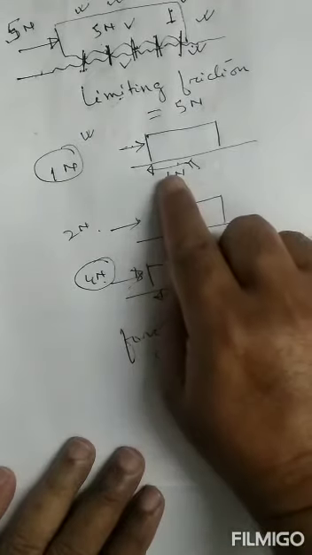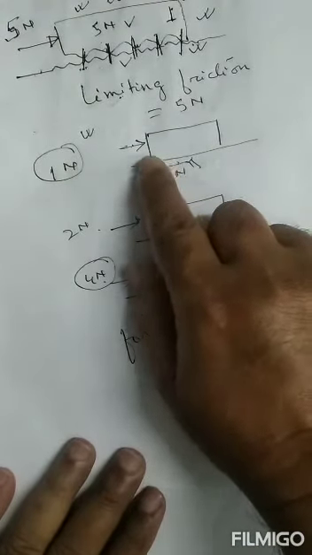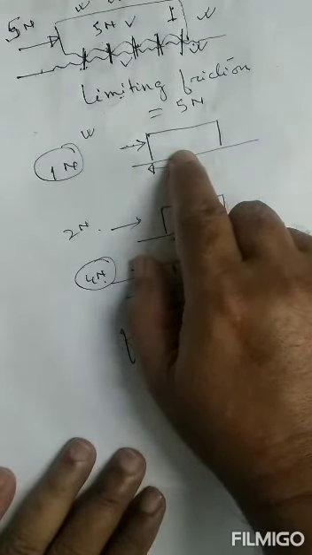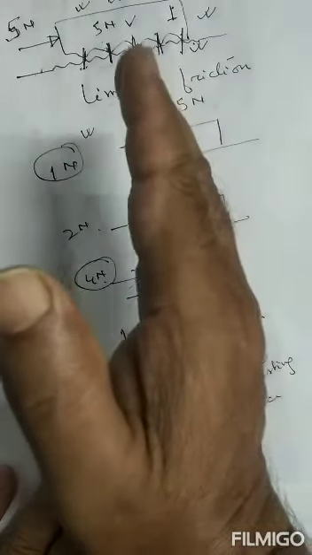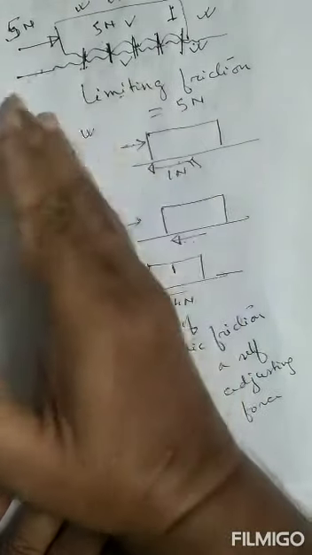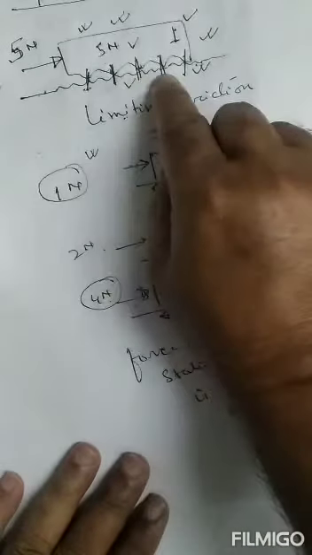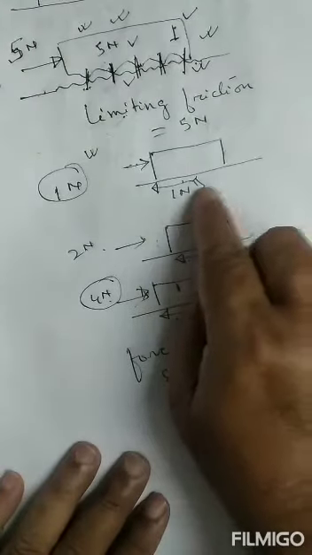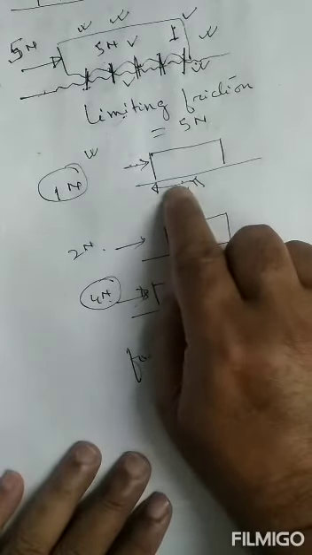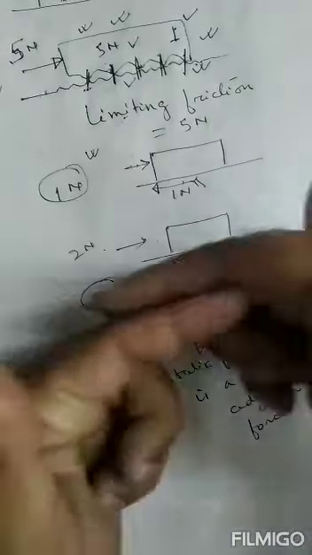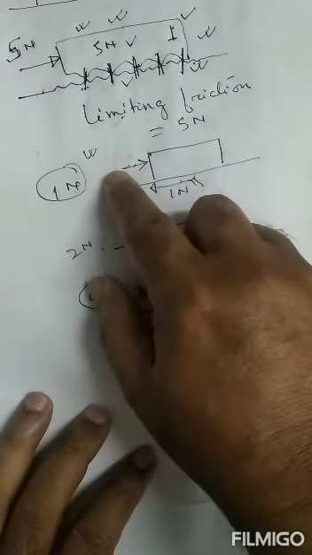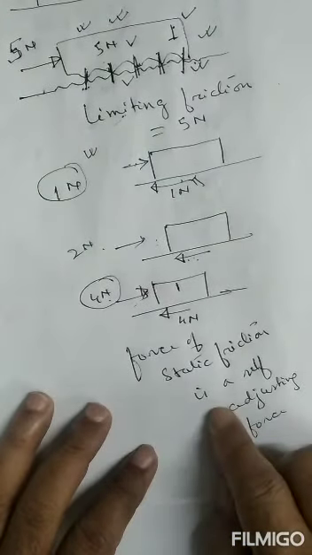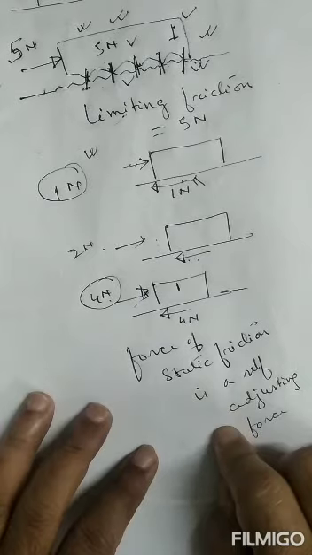So if I apply a minimum of 5 newton, then only motion is possible. If we apply a force less than 5 newton, it cannot break this molecular bond. Therefore, motion is not possible. Therefore, we are saying that the force of static friction counterbalances, that means opposes, the applied force, and hence the motion is not possible. If the applied force is zero, the force of static friction is also zero.